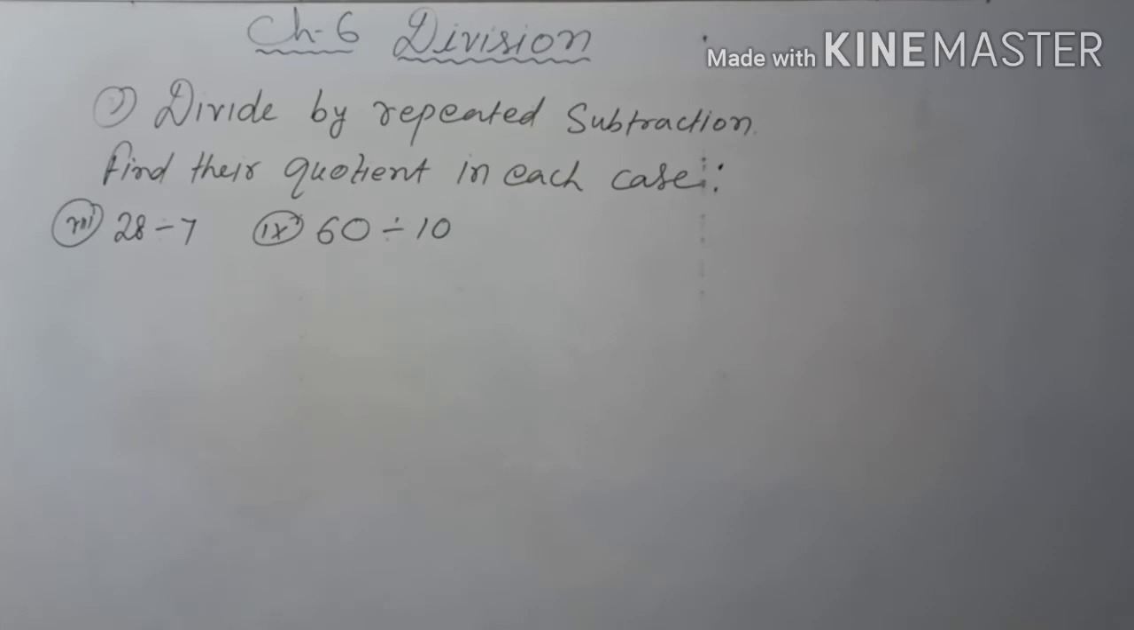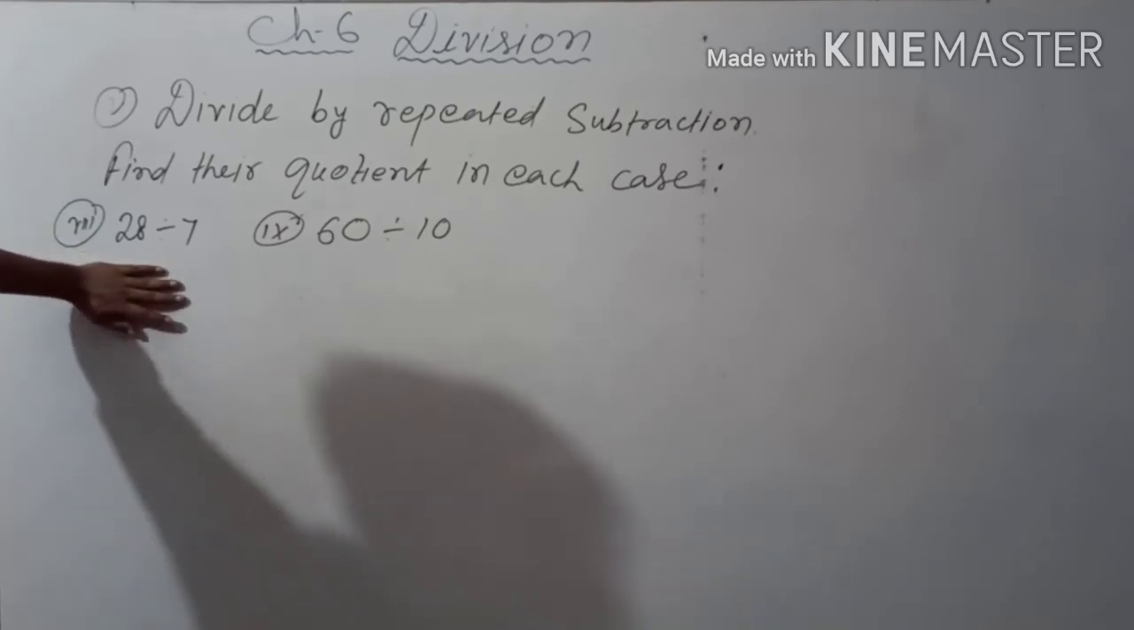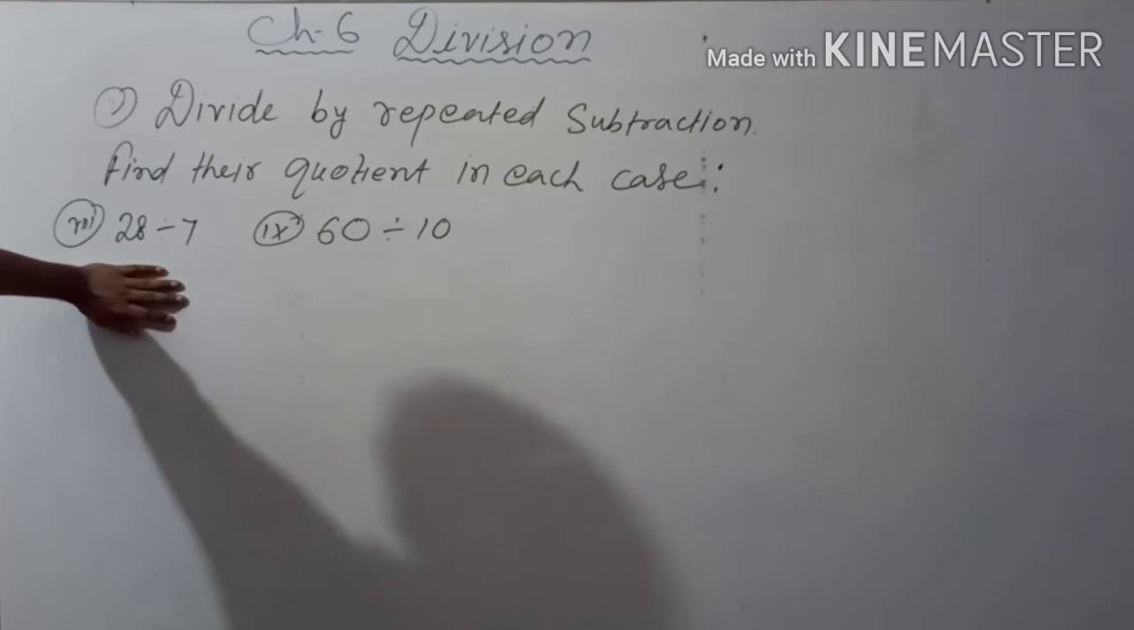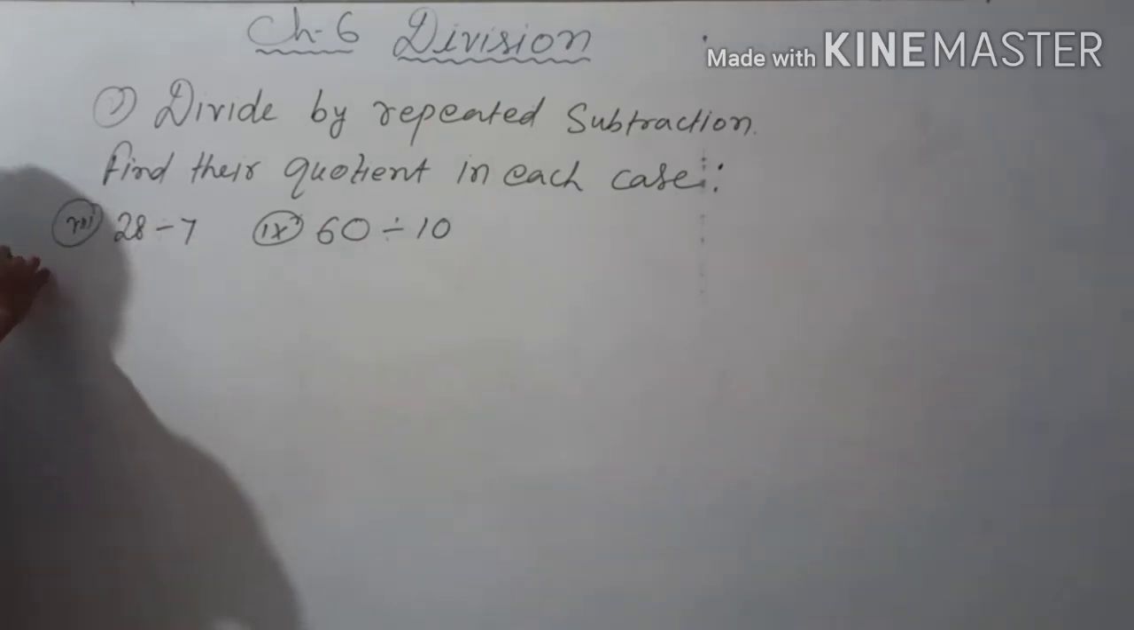Question number 2 is asking divide by repeated subtraction and find their quotient in each case. Okay. So again same thing we will do. We have to just subtract by repeated subtractions process. You have to divide by repeated subtractions process. So each time you have to subtract with a given number. So here first one we will do.